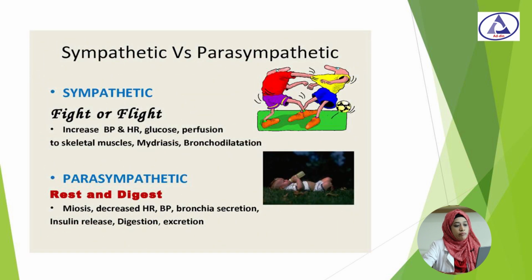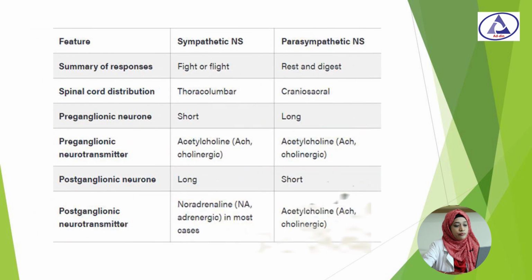This diagram shows sympathetic versus parasympathetic. Sympathetic effects include increased blood pressure, heart rate, glucose, perfusion to the skeletal muscle, mydriasis and bronchodilation. In parasympathetic, rest and digest: on the eye, miosis; decreased heart rate, blood pressure; bronchial secretion, insulin release, digestion, excretion. This diagram shows some features of the sympathetic and parasympathetic nervous systems. The summary of response: in sympathetic, fight or flight; in parasympathetic, rest and digest.